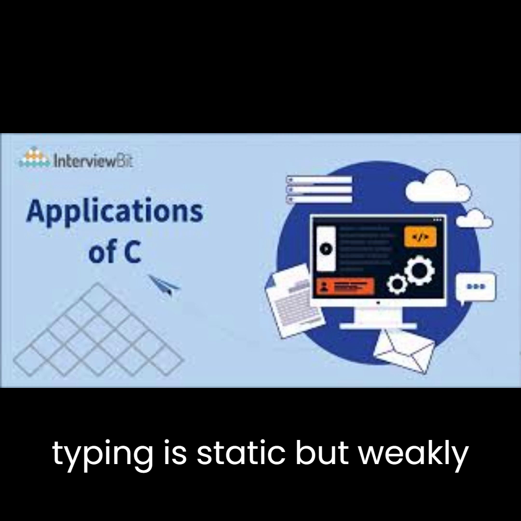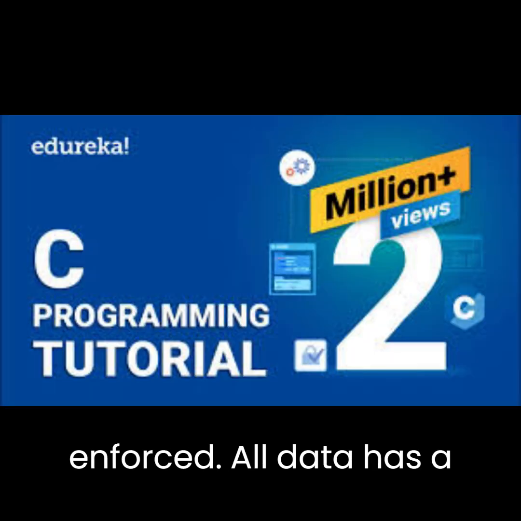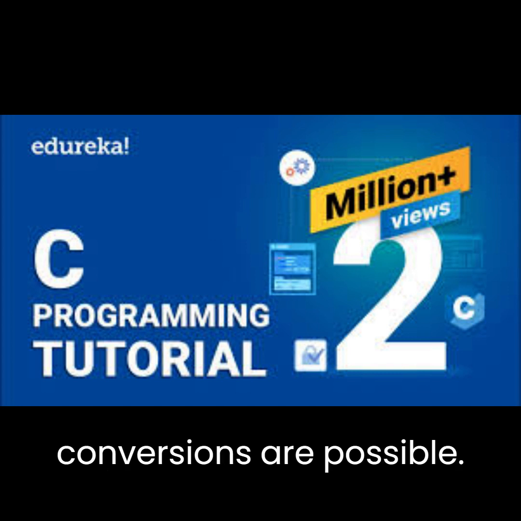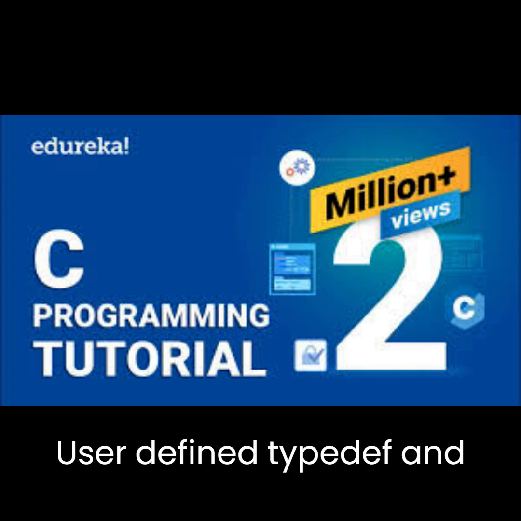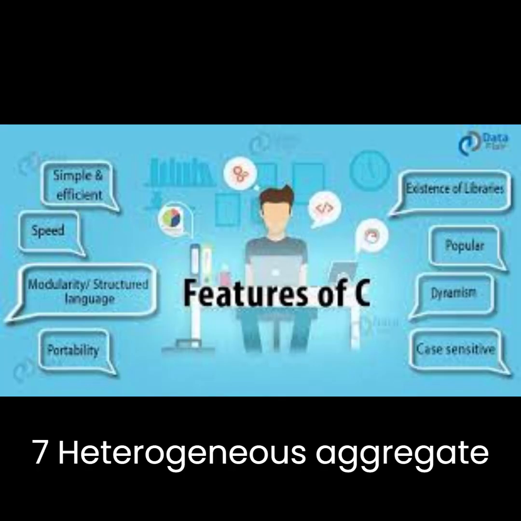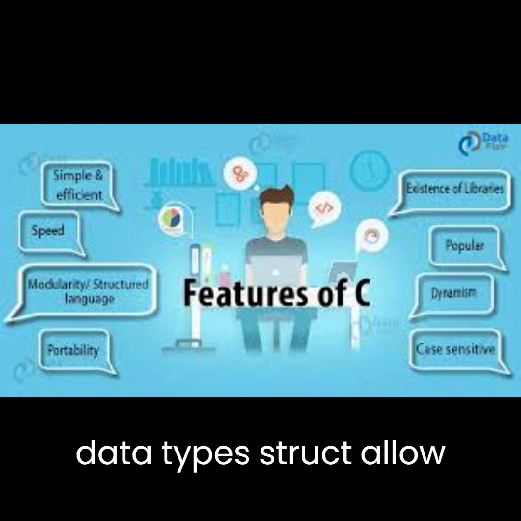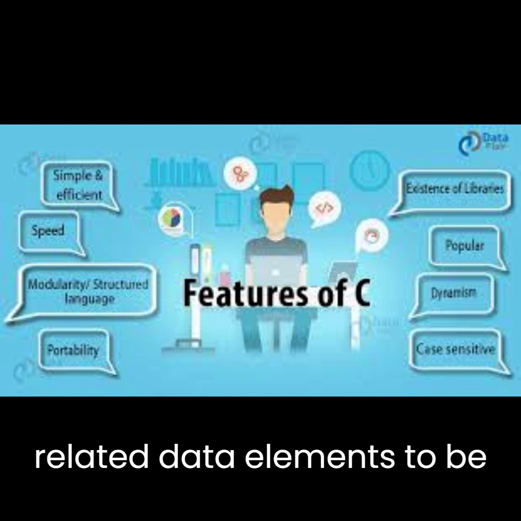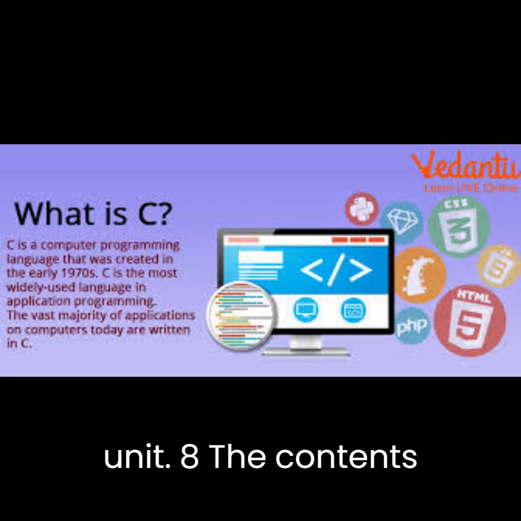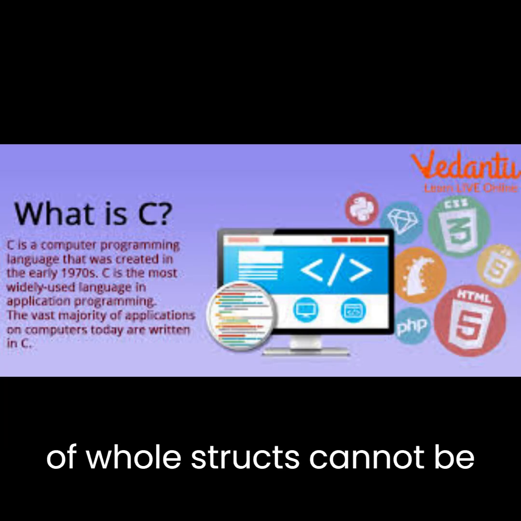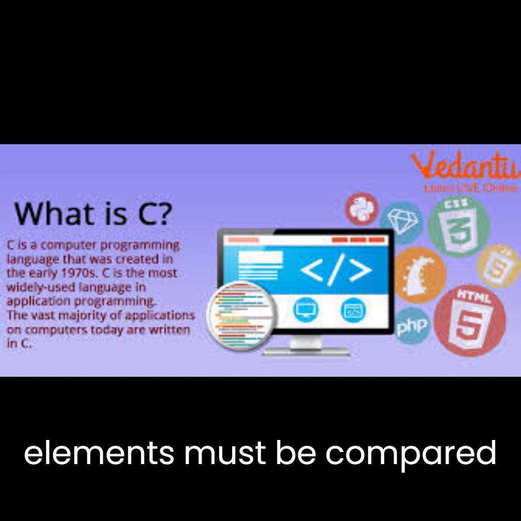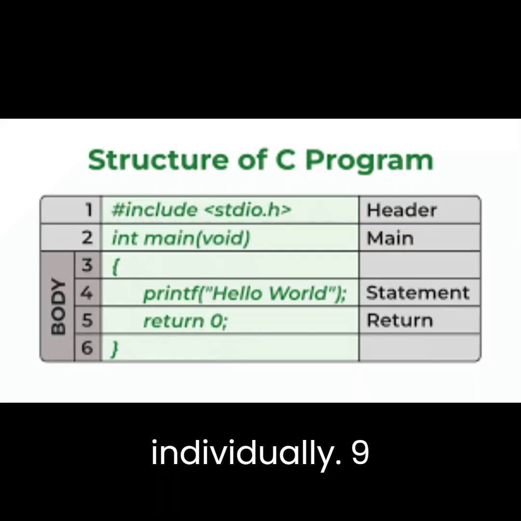6. Data typing is static, but weakly enforced. All data has a type, but implicit conversions are possible. User-defined, typedef, and compound types are possible. 7. Heterogeneous aggregate data types, struct, allow related data elements to be accessed and assigned as a unit. 8. The contents of whole structs cannot be compared using a single built-in operator. The elements must be compared individually.